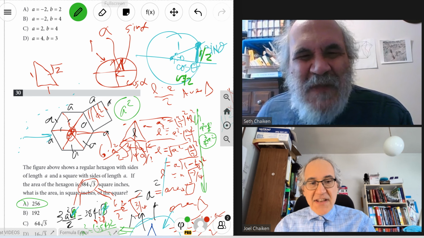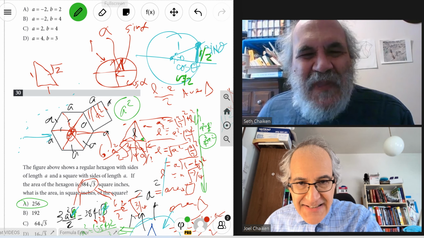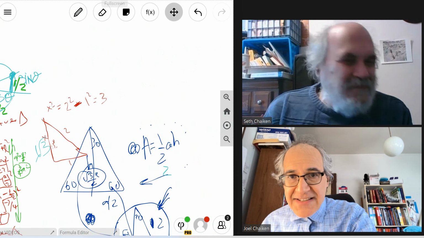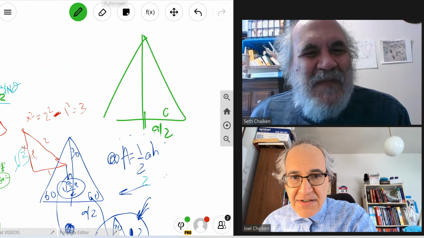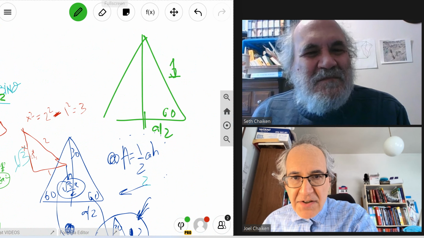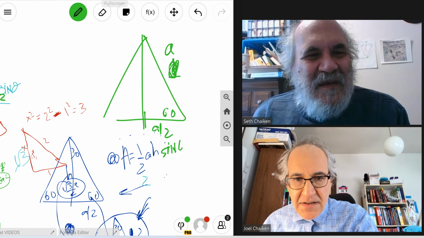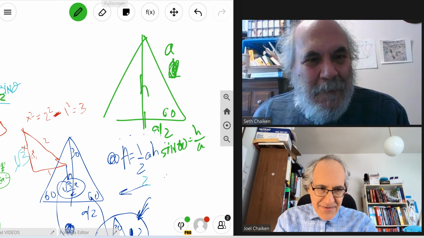Just to end off, the reason why the sine and the cosine are important is because that is essentially what's going on here. You're essentially using the sine or the cosine. Here we have a over 2, and here we have a 60-degree angle, and the hypotenuse is a. So the sine of 60 is the thing we want, h over a, and the sine of 60 is radical 3 over 2. That's how sine and cosine come into the problem.